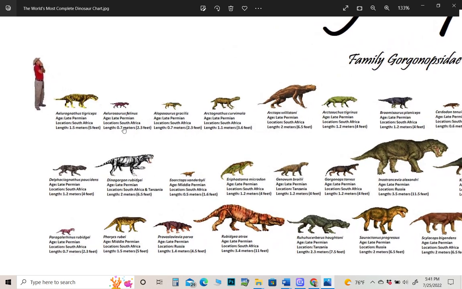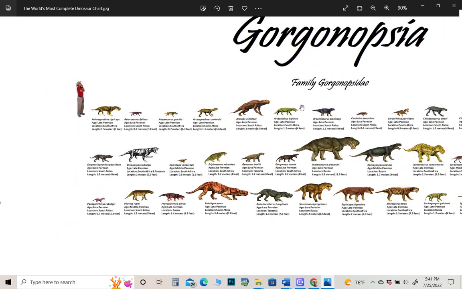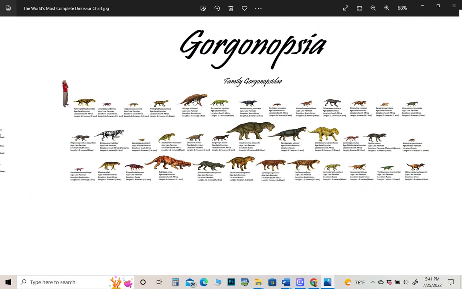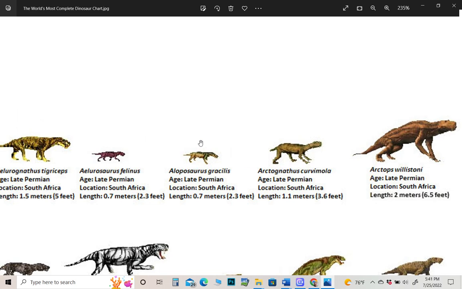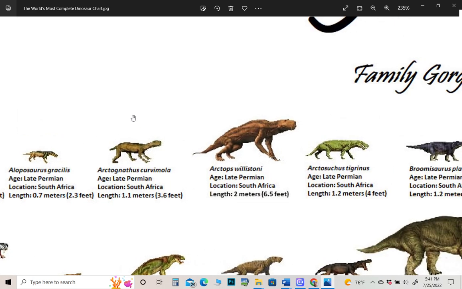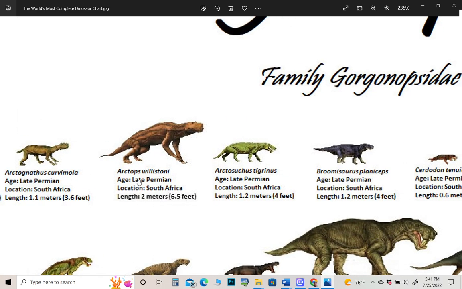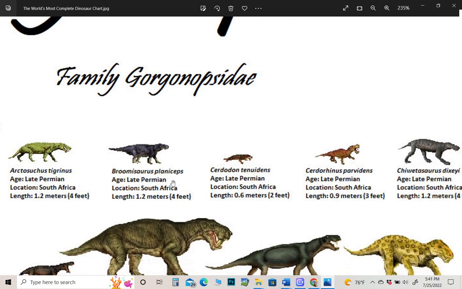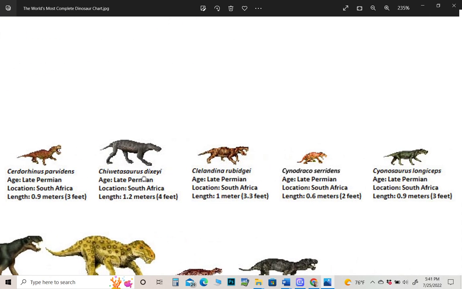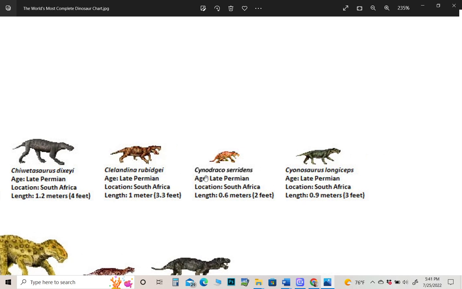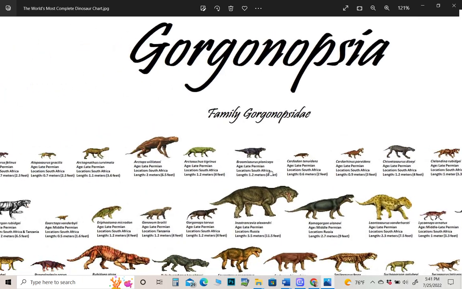This is a single family of this group, but it's still a whole subgroup unto its own. Alorognathus, Alurosaurus, Aloposaurus, Arctognathus, Arctops, Arctosuchus, Brumisaurus, Cerdodon, Cerdorhinus, Choetosaurus, Calandina, Cyanodraco, Cyanosaurus. Let me go to the next level.